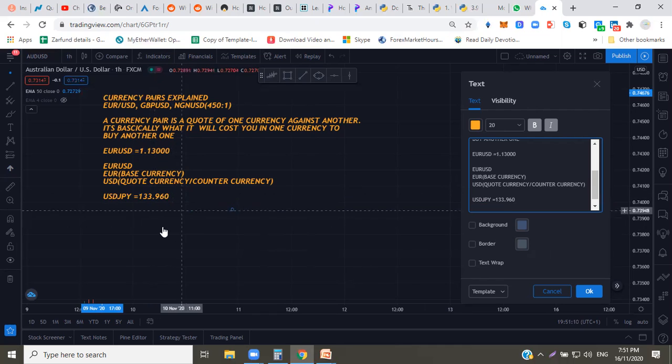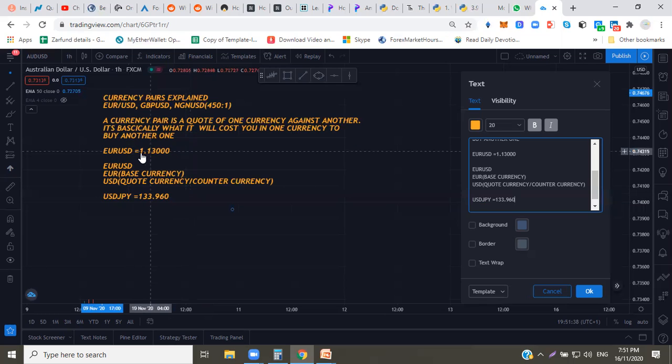Okay, so this quote right now, what does it mean? Can you explain what it means? Yes, the 133 is for USD and the 960 is JPY. So the amount we can get the USD is 960. Okay, no, that's not what it is.